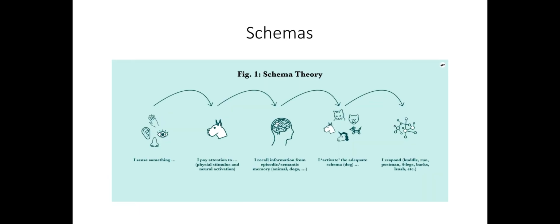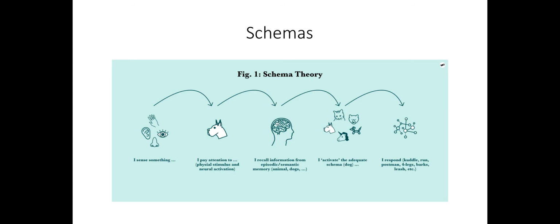Schemas are essentially categories. It is, like I just said, why we experience the same event, but why we take home different messages from it. What we attend to in our environment is absolutely crucial. So you have to sense something, you have to pay attention to it, and then you have to recall that information from that long-term memory, that episodic or semantic memory.